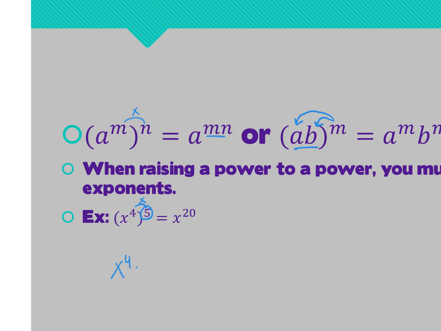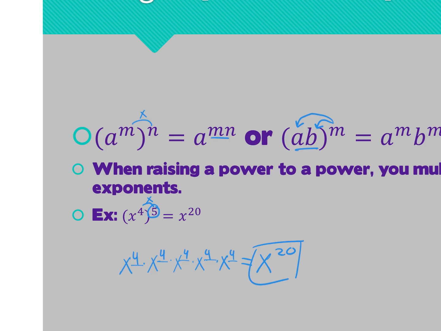Something like x to the 4th to the 5th just means you're multiplying x to the 4th by itself 5 times. So if we fully expand it, we're just multiplying a bunch of expressions that have the same base. So what do we do when we're multiplying with the same base? Well, we just learned that we have to add all of these exponents. And when we do that, we get x to the 20th, which gets us the exact same thing as if we were to just multiply 4 times 5.